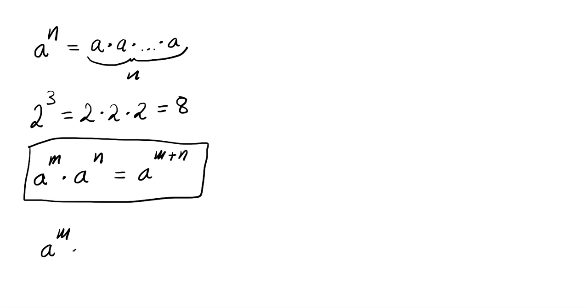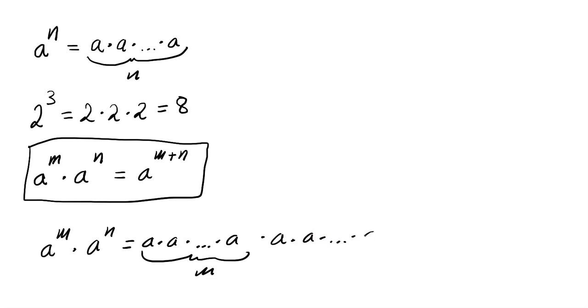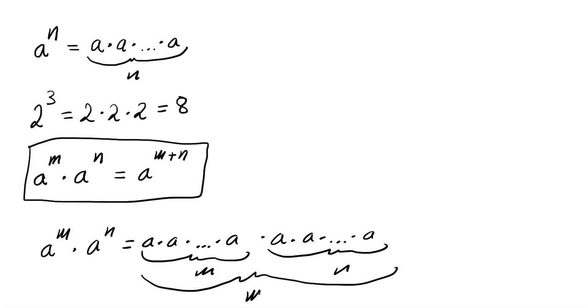So a raised to the power m, a raised to the power n. This means a multiplied by itself m times. And this means a multiplied by itself n times. Then we see in total how many a's do we have. Yeah, we have m plus n. So this can be written a to the m plus n. And this is just this rule of computation.